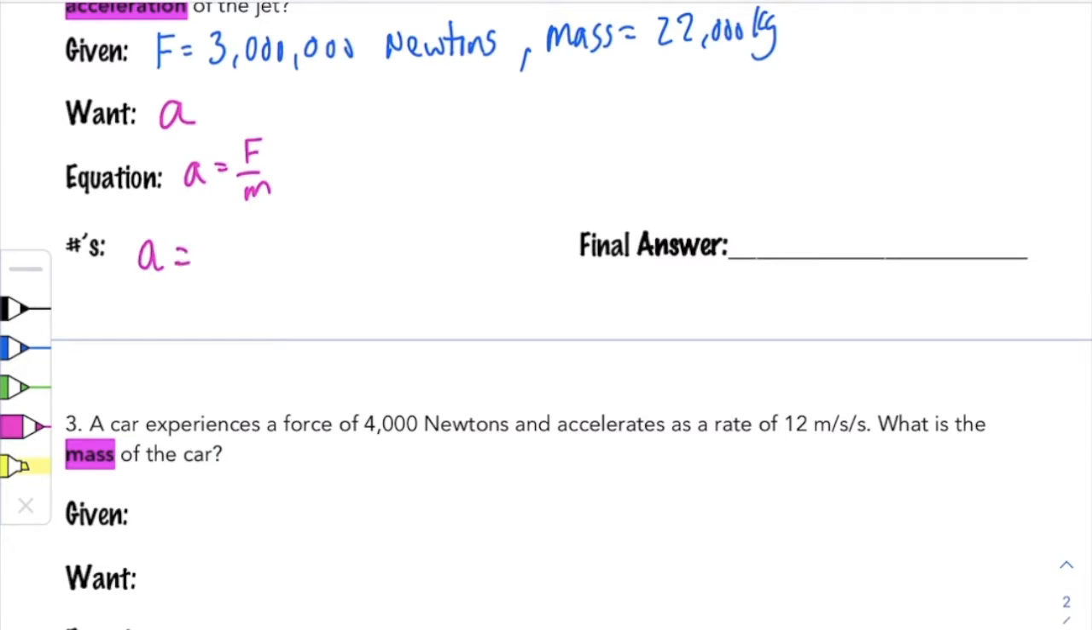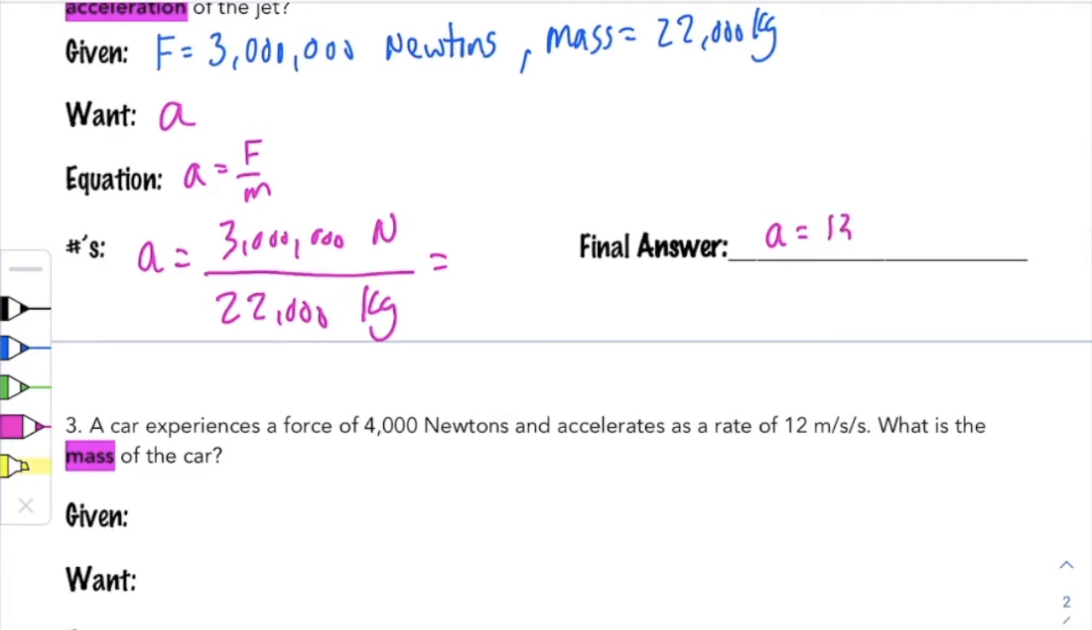So we'll say A is equal to force, which is 3 million newtons, over 22,000 kilograms. So 3 million, with 6 zeros, divided by 22,000. We'll do 3 million divided by 22,000, and that'd be 136. So we'll say A is equal to 136.36 meters per second per second.